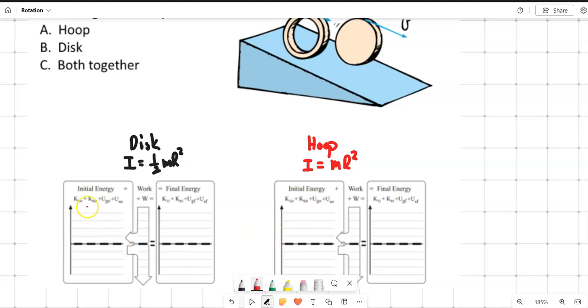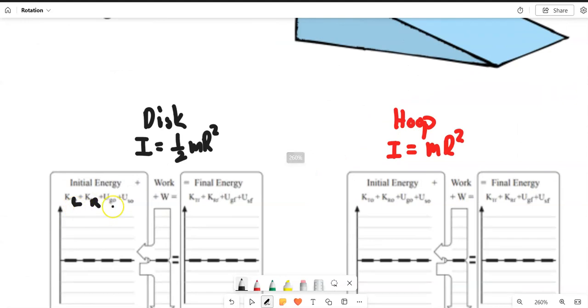Now, if you look carefully, it's got two different kinetic energies. It's got a linear kinetic energy and a rotational kinetic energy, as well as potential energy due to gravity and potential energy of a spring. Again, this is the linear kinetic energy, and this is the rotational kinetic energy.